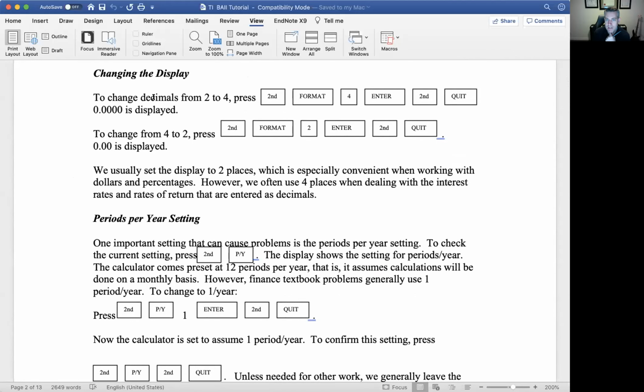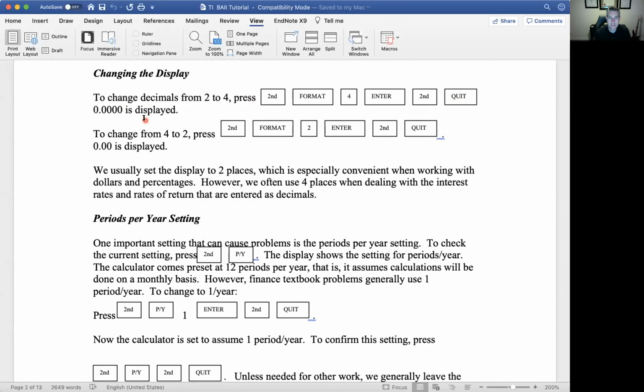So the first thing we want to do is change the display. This will help us to change the decimals from 2 to 4. And we definitely want to do that. And the reason being is if we're only doing 2 decimal places, then we will end up having some rounding errors that we want to avoid. So in order to do that, you're going to hit the second button. Then you need to hit format. Can somebody look and tell me what button has format right above it? Points. Yes. Okay. So if you hit the second button, then it's not going to be the point anymore. It's going to be format. So hit second, format, then hit the number 4, then hit enter. Enter is up at the top. And then you hit second and quit. So I want everybody to do that. 4 decimal places is where we want to be.